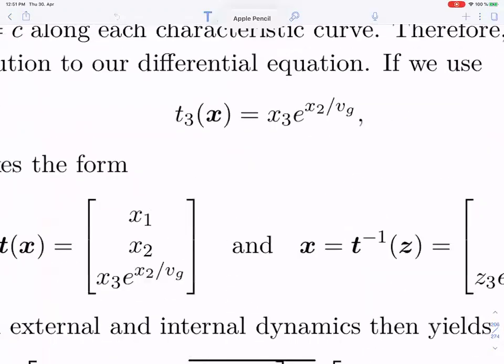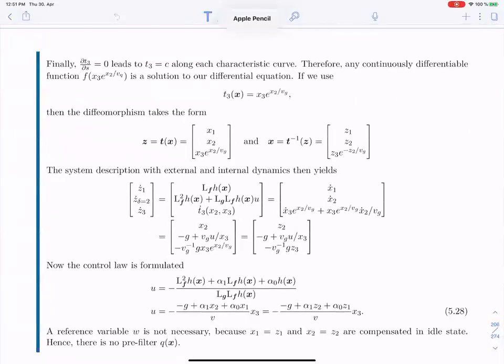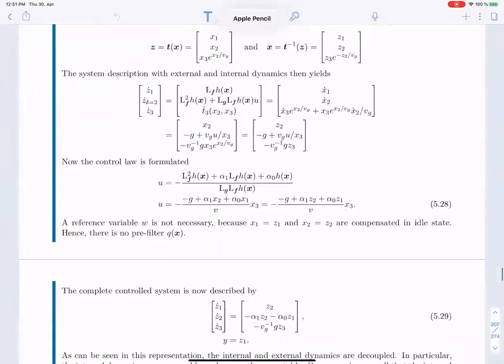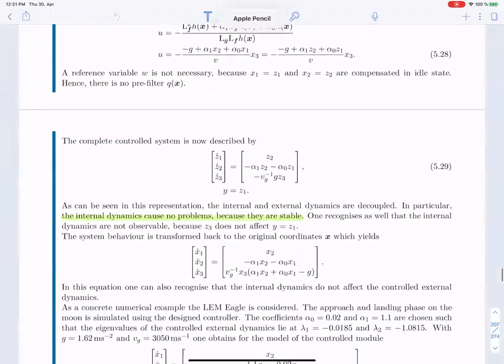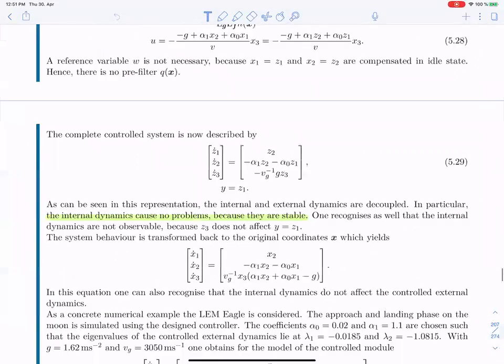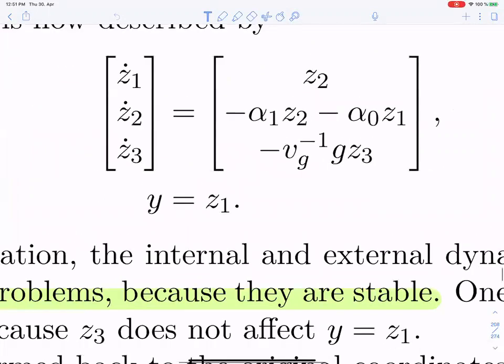So this is our transformation, T3. And then everything else just follows the book. So we have the external and the internal dynamics. We get the control law. And this is all done by the book. And then, of course, we use some numerical values. Very importantly, also in this example, we find that the internal dynamics, I can only show you by magnification because my pencil somehow stopped working, unfortunately.